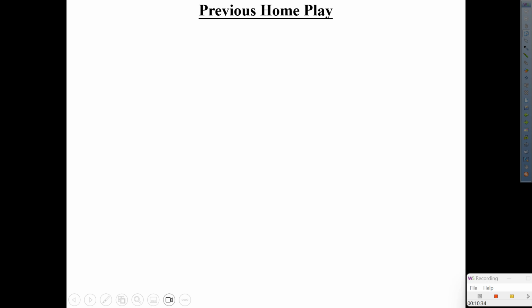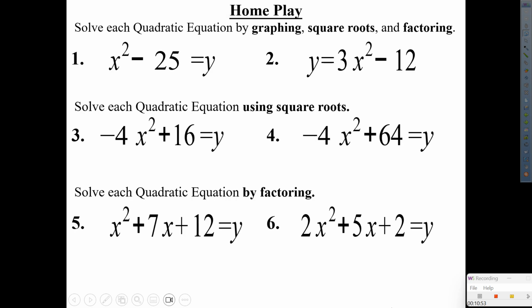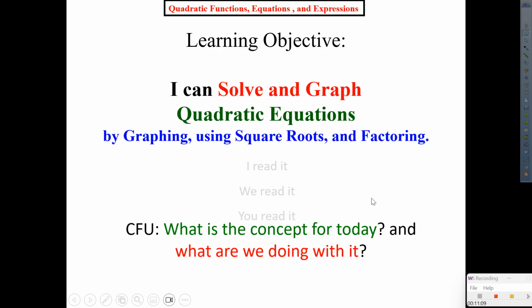Man, I got this. My goodness. But tonight's home plate, it's only 6 itty-bitty problems. Only. Reminder, tutoring after school. Be there or be elsewhere. Get it? There or there. All right, here we go.